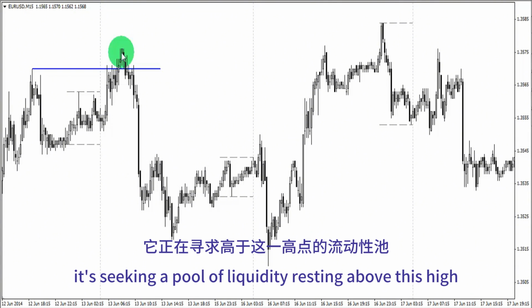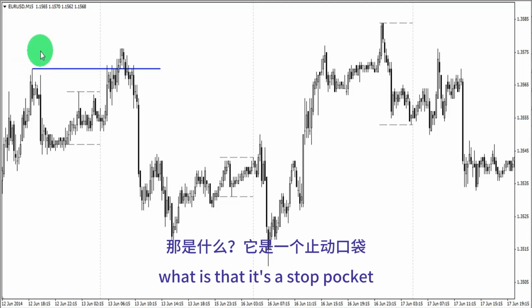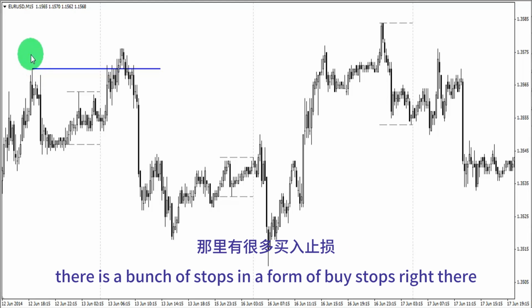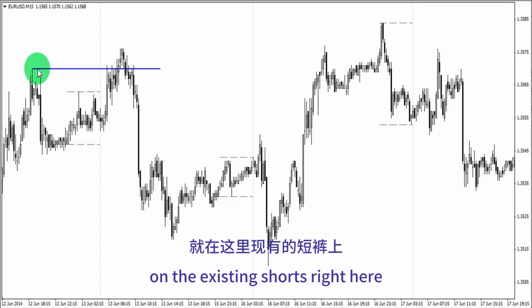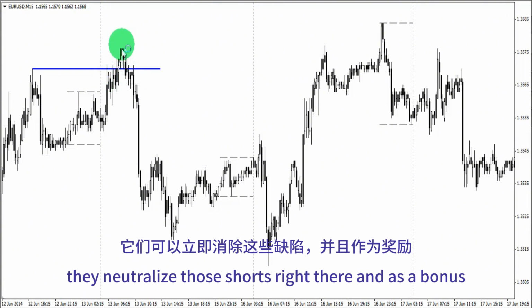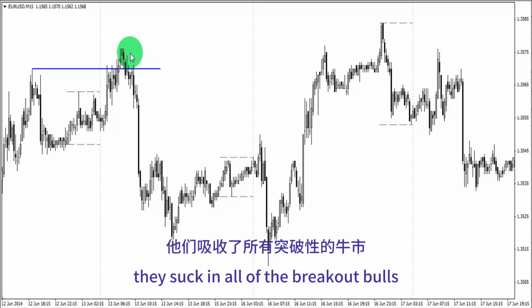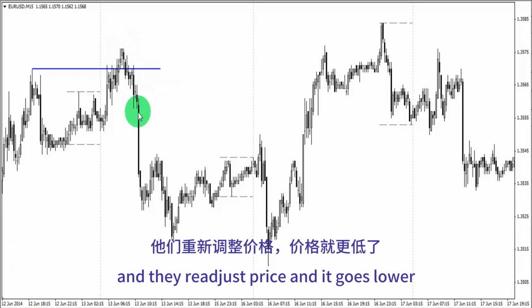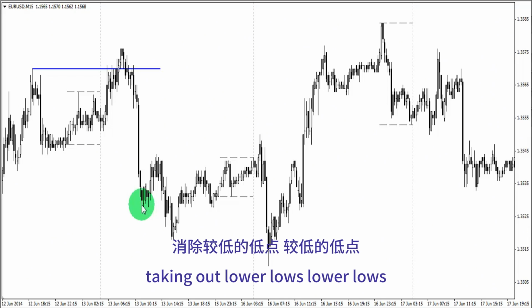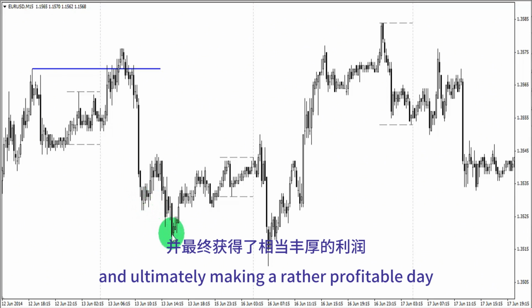It's seeking a pool of liquidity resting above this high. What is that? It's a stop pocket. There is a bunch of stops in the form of buy stops right there. That's exactly how they're going to neutralize the open float on the existing shorts. They neutralize those shorts, and as a bonus, they suck in all of the breakout bulls that are now going to get slaughtered. They readjust price and it goes lower, taking out lower lows, lower lows, lower lows, ultimately making a rather profitable day.